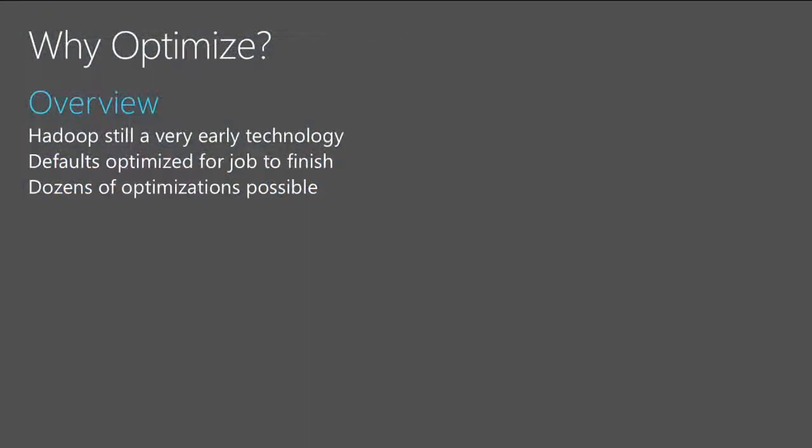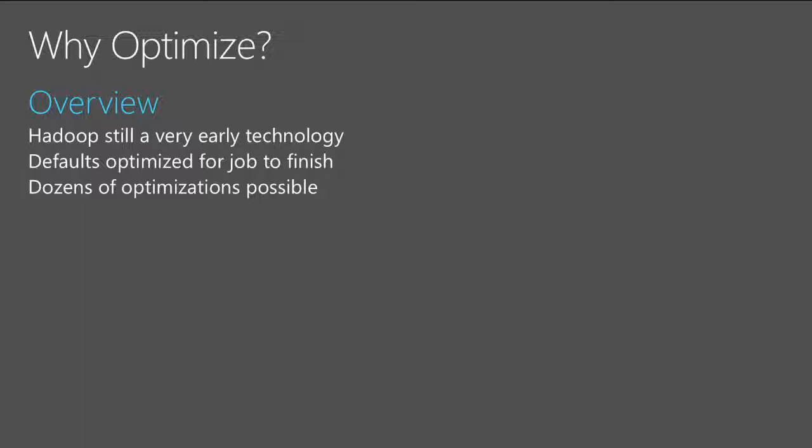So the first question people ask is why even optimize, right? So why is Hadoop not optimized out of the box, right? Very simple question. But I think one of the key things to realize is Hadoop is still a very early technology. Relational databases have been around for decades. Hadoop started in the mid-2000s. So there's still a lot of innovation happening, and there's still a lot of work to be done.